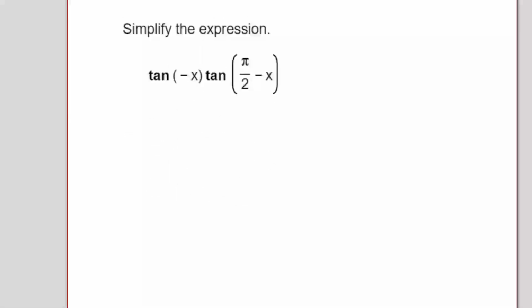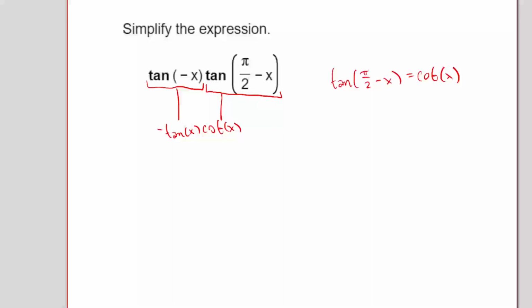Our next question asks us to simplify the expression. Firstly, we have tangent of negative x, and I'm going to write that as negative tangent x, because remember, tangent of negative x is equal to negative tangent of x. And then we have tangent of pi over 2 minus x. Remember, if we have tangent of pi over 2 minus x, this is the same as writing the co-version of that. The co-version of tangent is cotangent of x. So I'll write this as cotangent of x.